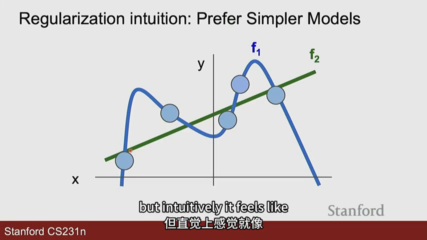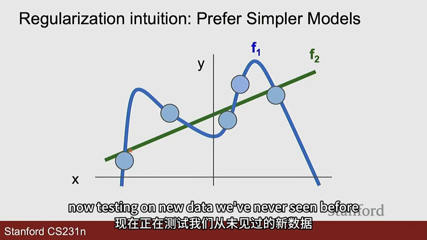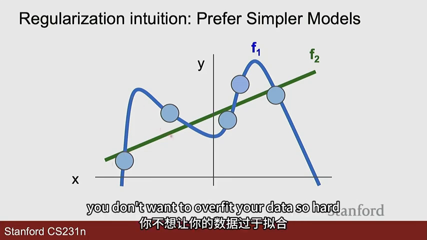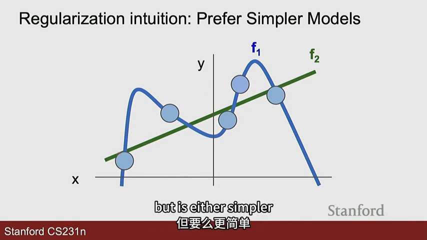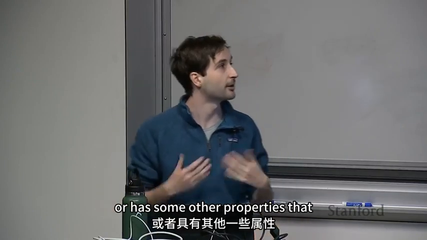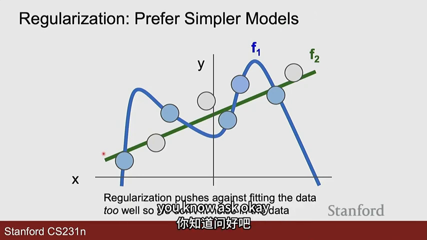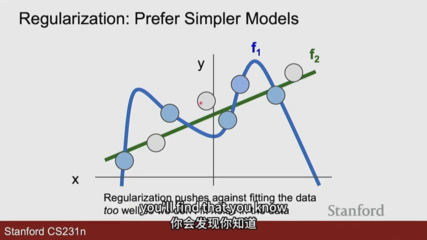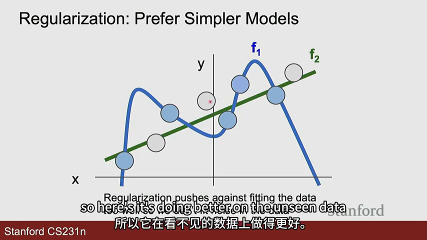But intuitively, it feels like probably F2 is a better model when we're now testing on new data we've never seen before. Regularization captures this intuition of you don't want to overfit your data so hard, and you might actually be better off with a model that fits the data less, but is either simpler or has some other properties that make it a better choice. If we ask how these models are going to do on new data that's within our same distribution, you'll find that F2 does a much better job at modeling. So here it's doing better on the unseen data.